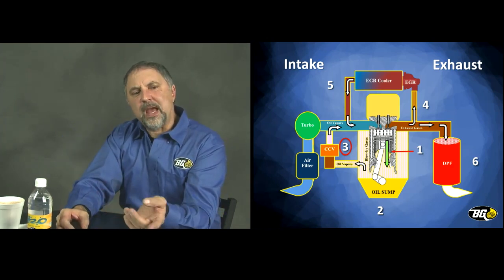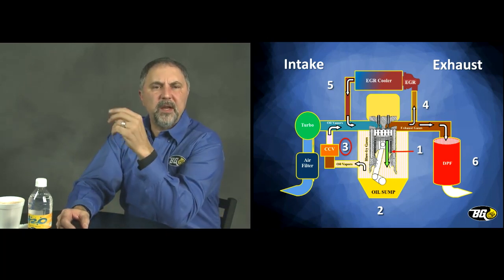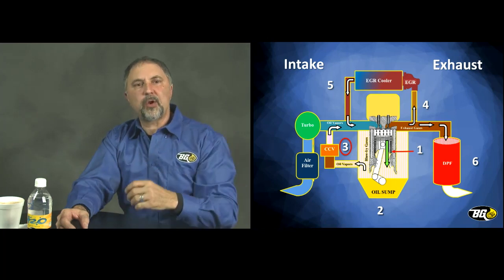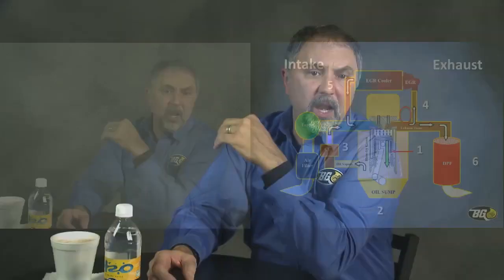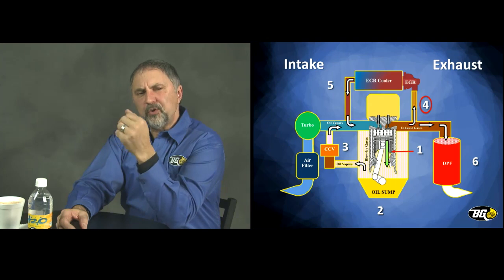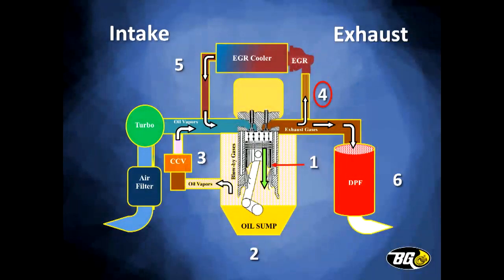So when you take those vapors and recirculate them back up into the intake manifold, as the engine's running, it'll draw those vapors down into the cylinder, burn those vapors, and send them out into the exhaust, which we're looking at number 4. Now once it goes into the exhaust, there's 1 of 2 paths it can take. One path is heading up into the EGR circuit, which is a small amount, and the other path is heading down into the exhaust.